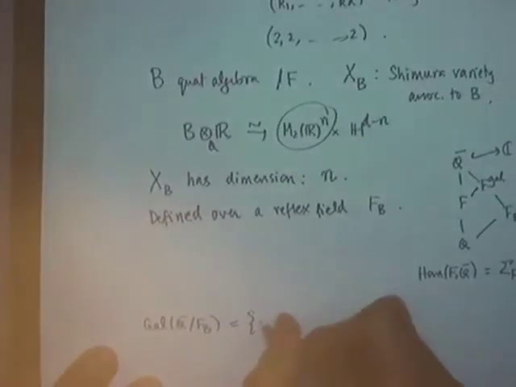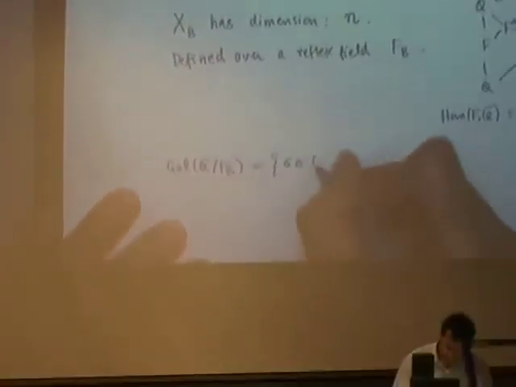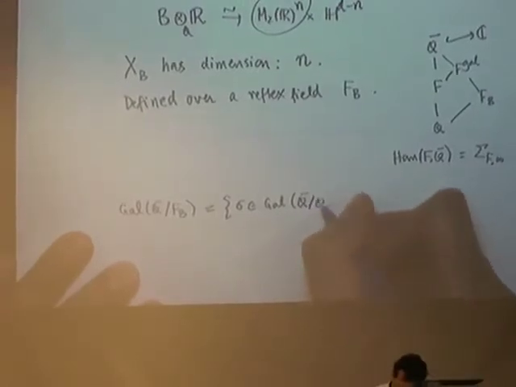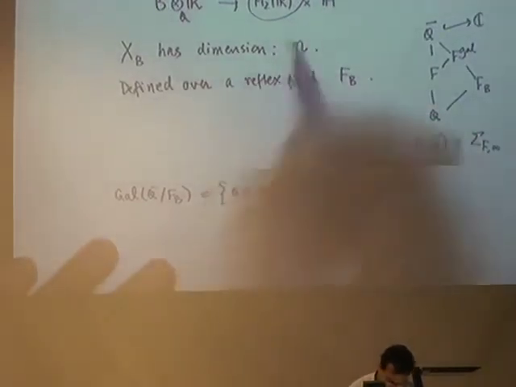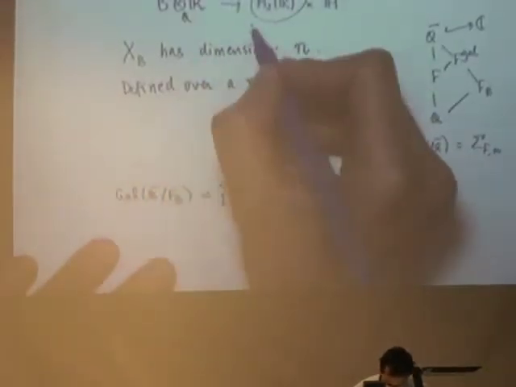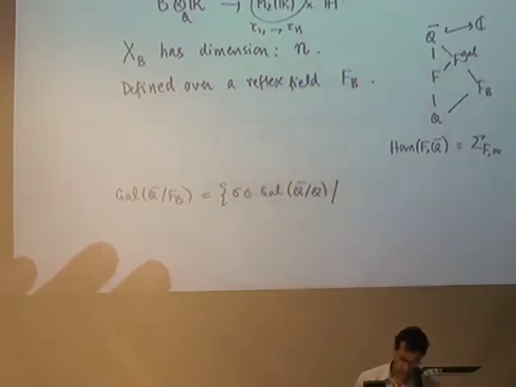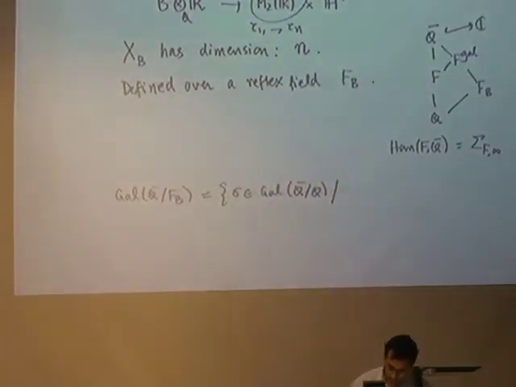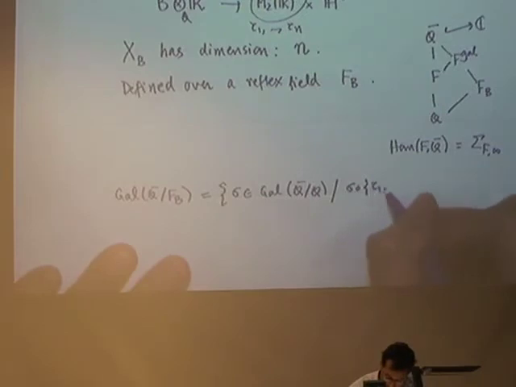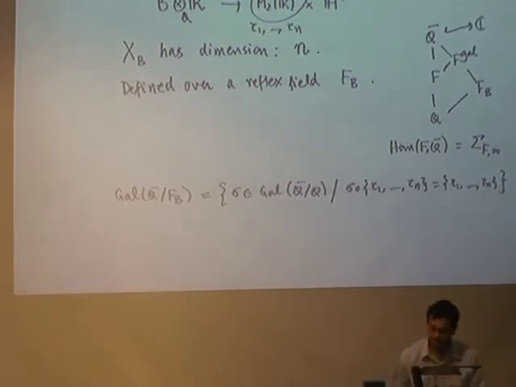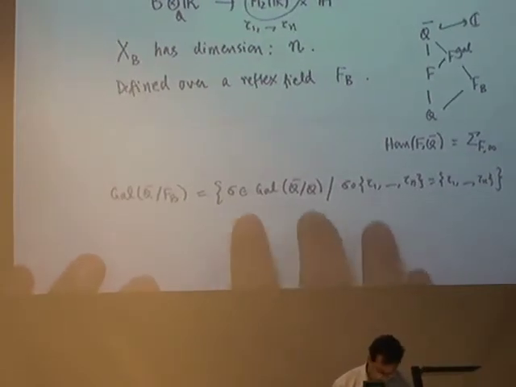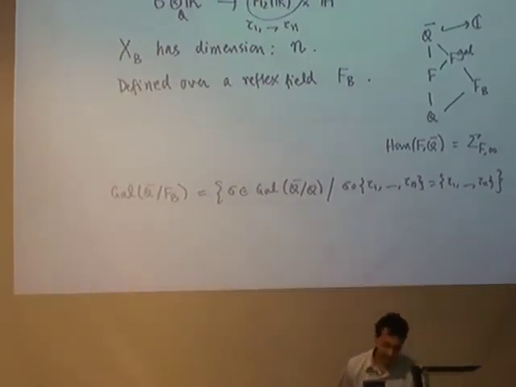Okay. And this is going to be exactly all sigmas in the Galois group of Q bar over Q such that sigma fixes, so there's a set of places here, right? So let's say that tau 1 through tau n are the places where B is split. Then what you want is that sigma composed with the tau 1 through tau n gives you tau 1 through tau n in some different order possibly. So it doesn't fix them pointwise, but it fixes this as a set. And so look at this subgroup of the Galois group of Q bar over Q and take the fixed field.